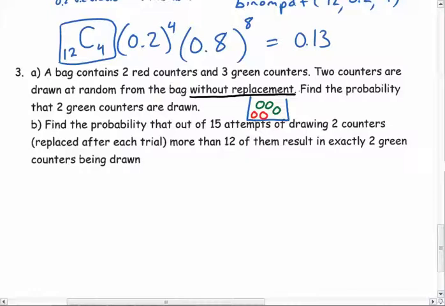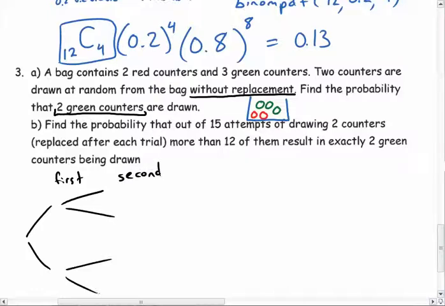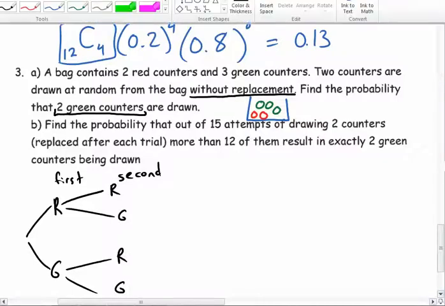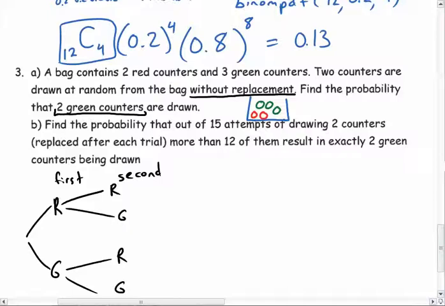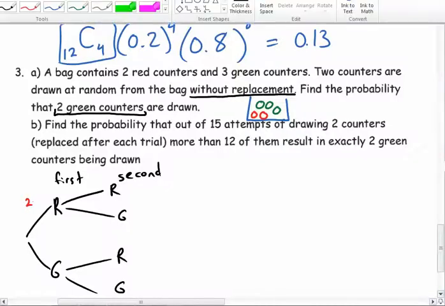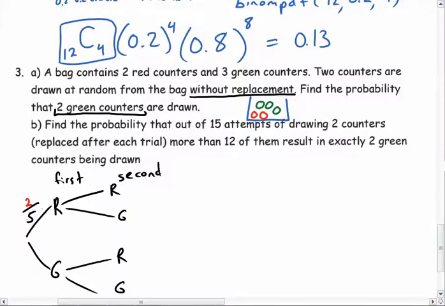So first we're going to find out the probability that we get 2 green counters. So we'll just pretend that we're taking one at a time. So the first counter and then the second counter. The first counter could either be red or green, and then the second one could be red or green. And the chance that we get a red one is 2 out of the total. And the chance that we get a green one is 3 out of the total.